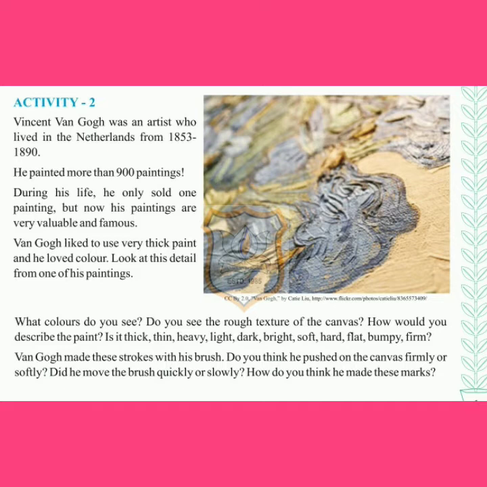Right, children? So Vincent van Gogh was an artist who lived in the Netherlands from 1853 to 1890. He painted more than 900 paintings. During his life, he only sold one painting, but now his paintings are very valuable and famous. Van Gogh liked to use very thick paint and he loved color. Look at this detail from one of his paintings.